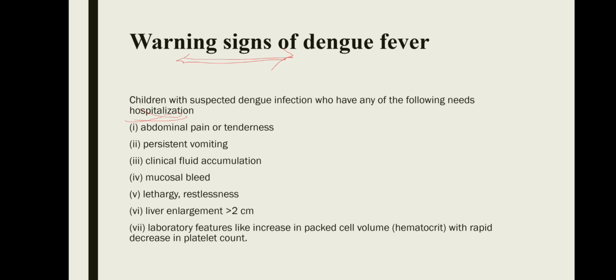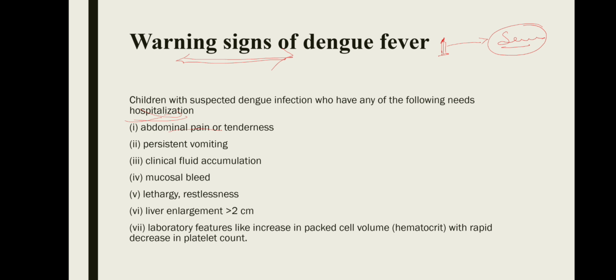So what are the warning signs? If any one of the warning signs is present, you must admit or hospitalize the child for monitoring. It is not mandatory that if a patient has any warning sign, the patient must enter into severe dengue. It is not like that. Warning signs may be present, but the patient may not enter into severe dengue fever. So what are the warning signs?